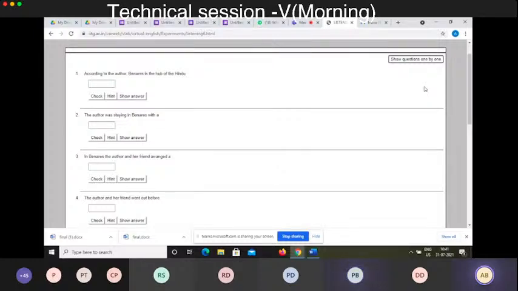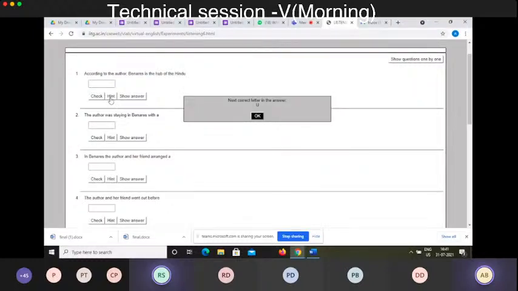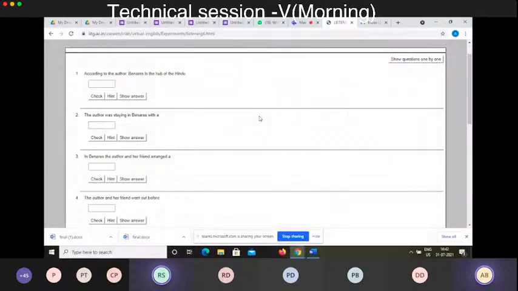Yes, what's the answer? Hindu what? Take your time. Can you go for the hint? So the answer starts with the letter U. That is the hint. According to the author, Banaras is the hub of the Hindu. The answer starts with the letter U.